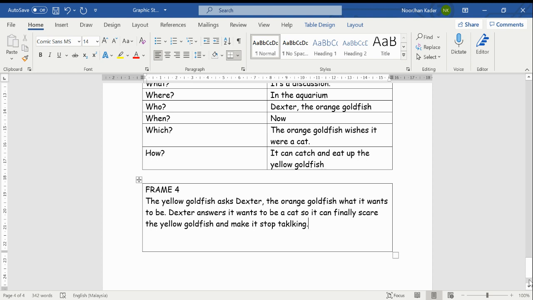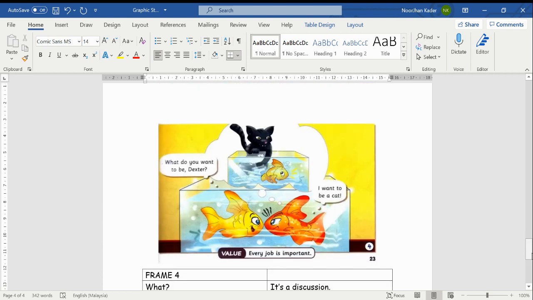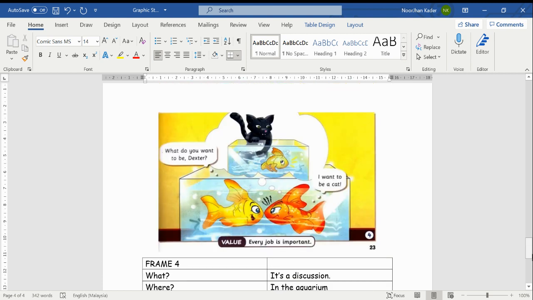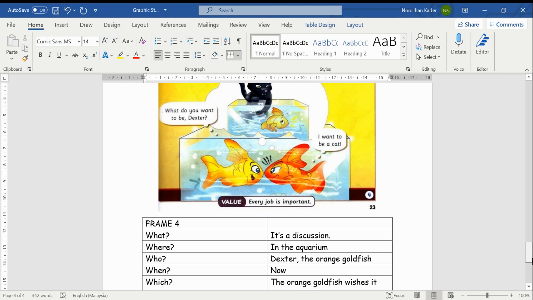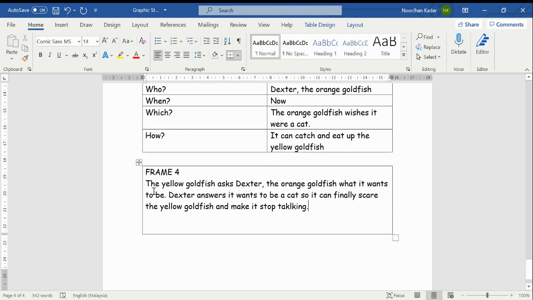Let's see whether it fits. Okay, let's look at the picture first. What do you want to be, Dexter? I want to be a cat. So in frame 4, the yellow goldfish asks Dexter, the orange goldfish, what it wants to be. Dexter answers it wants to be a cat so it can finally scare the yellow goldfish and make it stop talking.